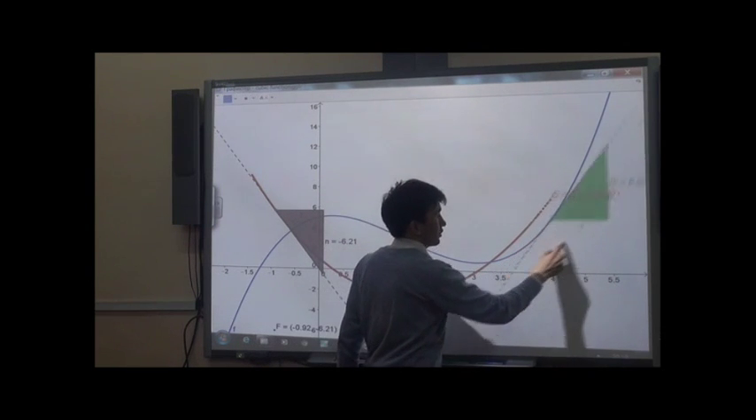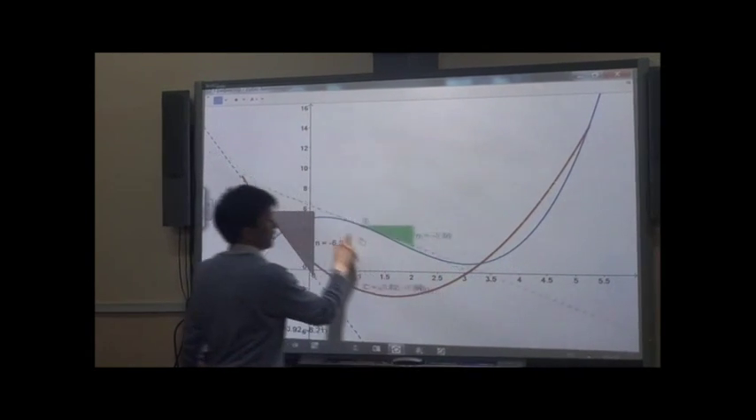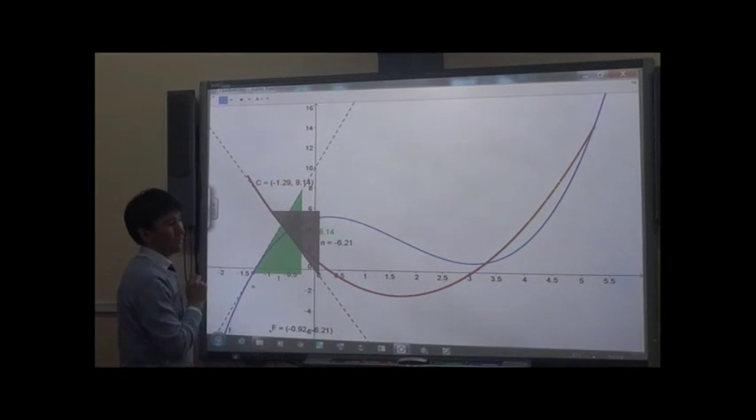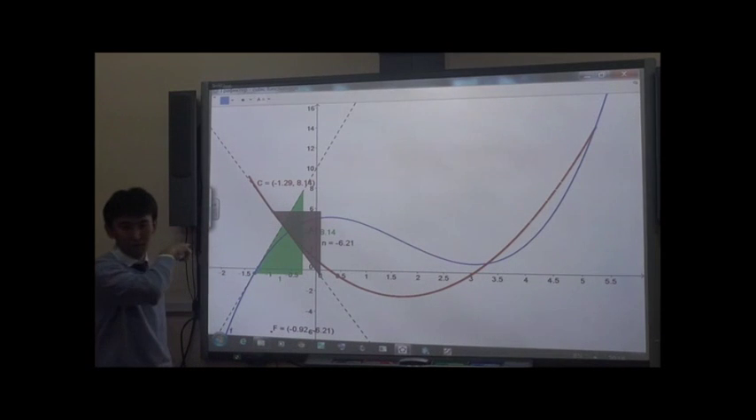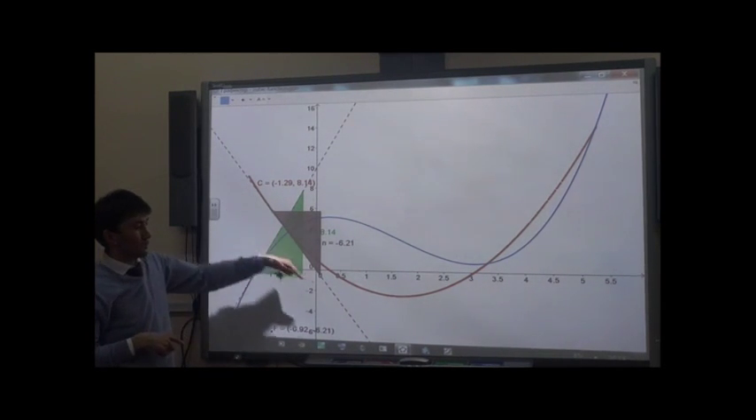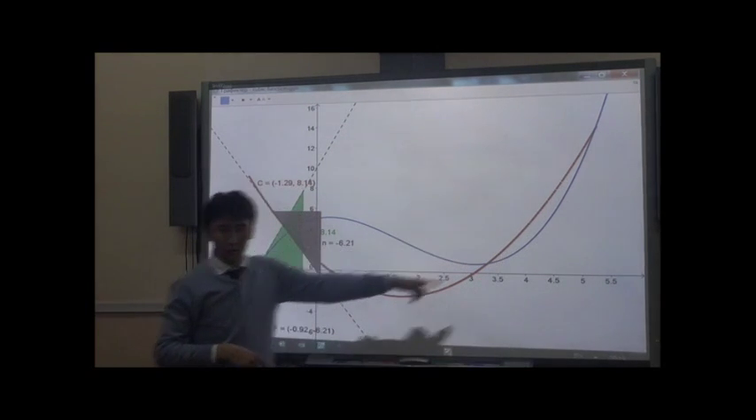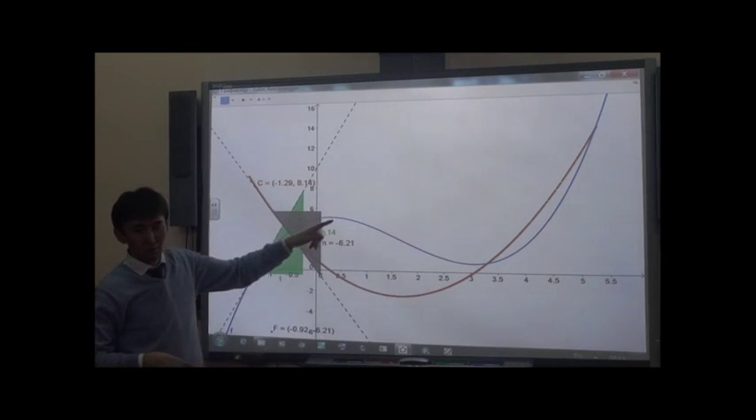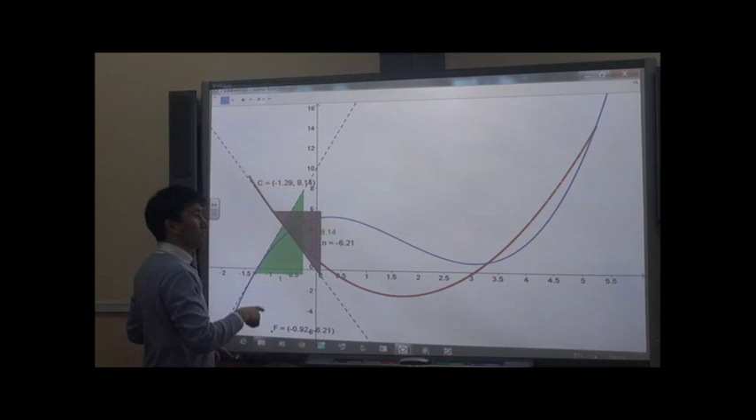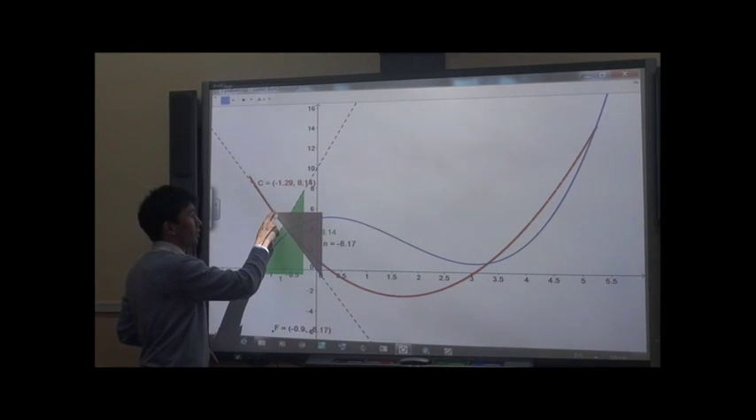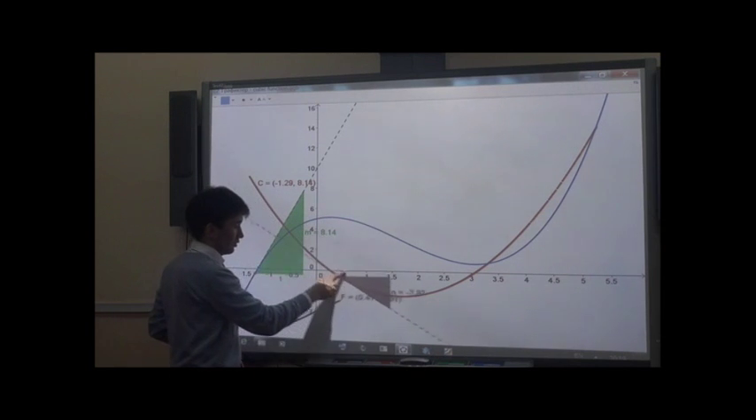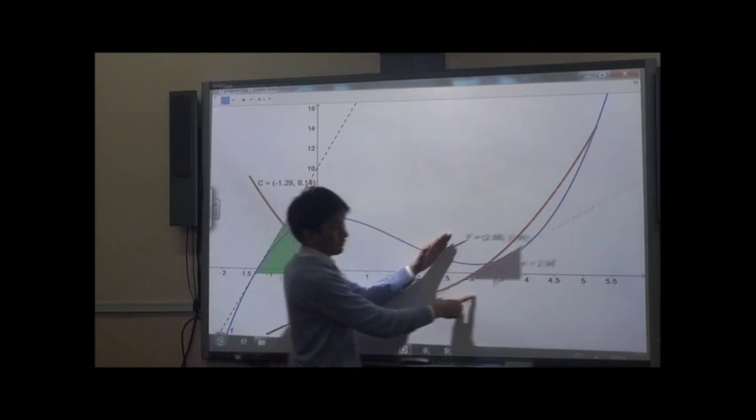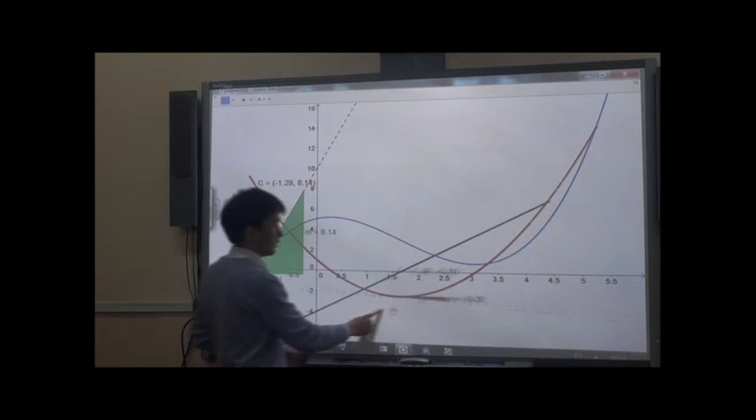We had a cubic graph, a cubic parabola, and I took the derivative of the function. It changed to a quadratic parabola. Now, if we take the derivative of the quadratic function, we will get a straight line.